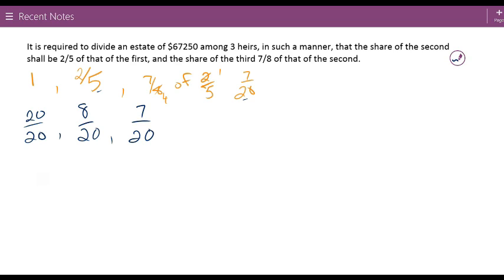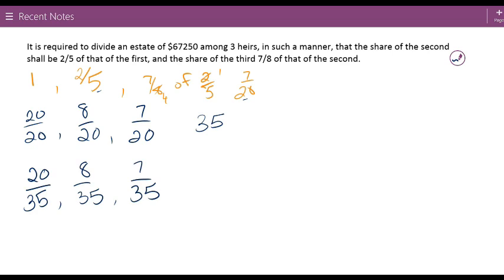So 20 plus 8 plus 7 is going to give us 35. So we know they're getting 35 shares. That first person is still getting 20 of those shares, the second person is still getting 8 of those shares, and the third person is still getting 7 of those shares. We found the 35 by putting together all of the shares, because it doesn't say there's going to be a fourth inheritor or anything left over. So the total number of shares is how many there are going to be.